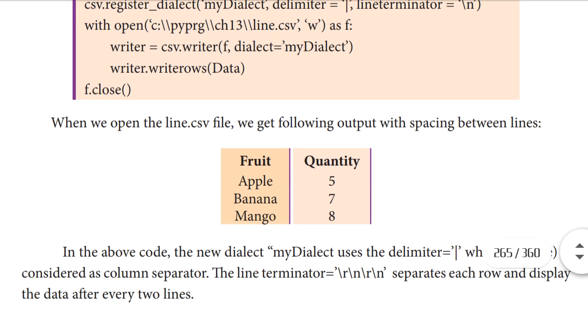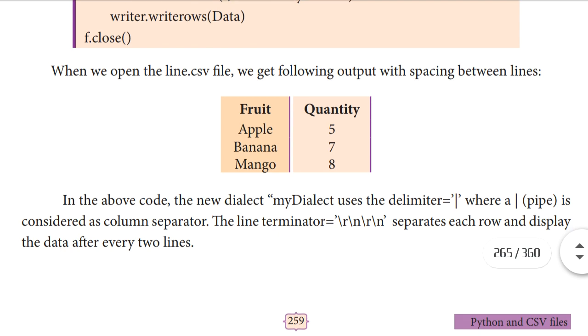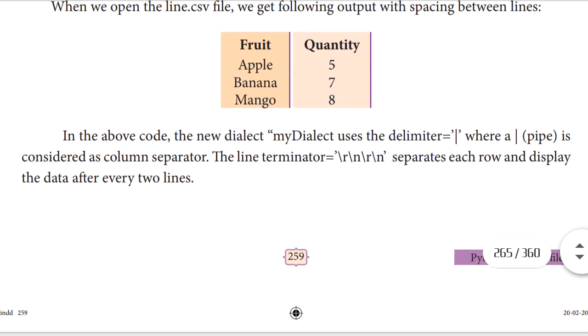In the above code, the new dialect, my dialect, uses the delimiter. So here the delimiter pipe is considered as a column separator. So why are we using the delimiter pipe? It is the column separator. The line terminator \r\n\r\n, what it does is separate each row and display the data after every 2 lines. So it separates each row and displays it on the next line.